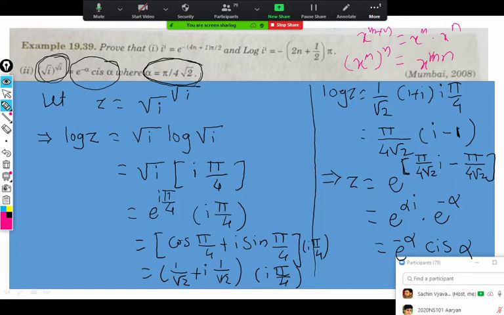So the same property, this property we used here. This is x, e raised to alpha I minus alpha. So e raised to alpha I into e raised to minus alpha there.